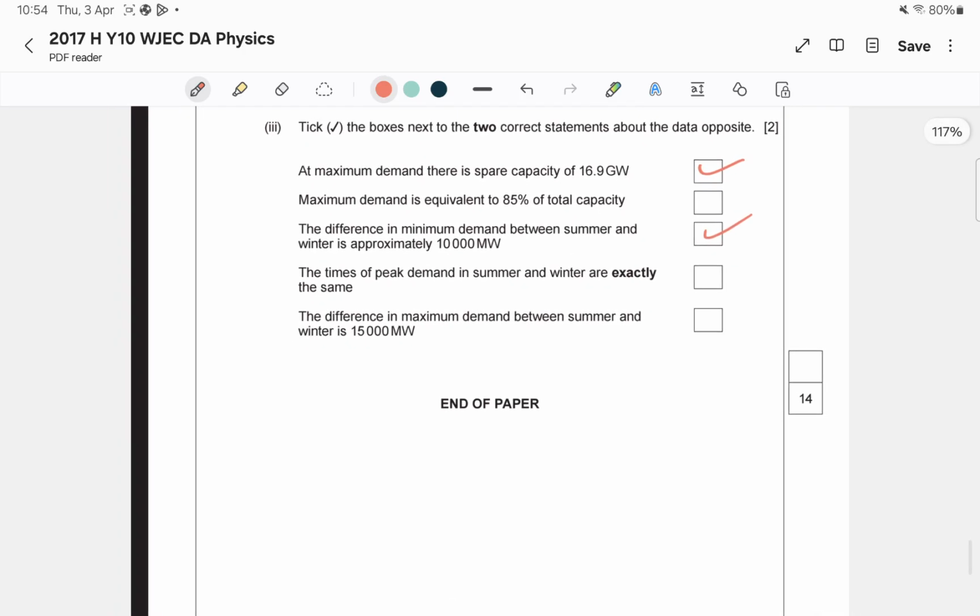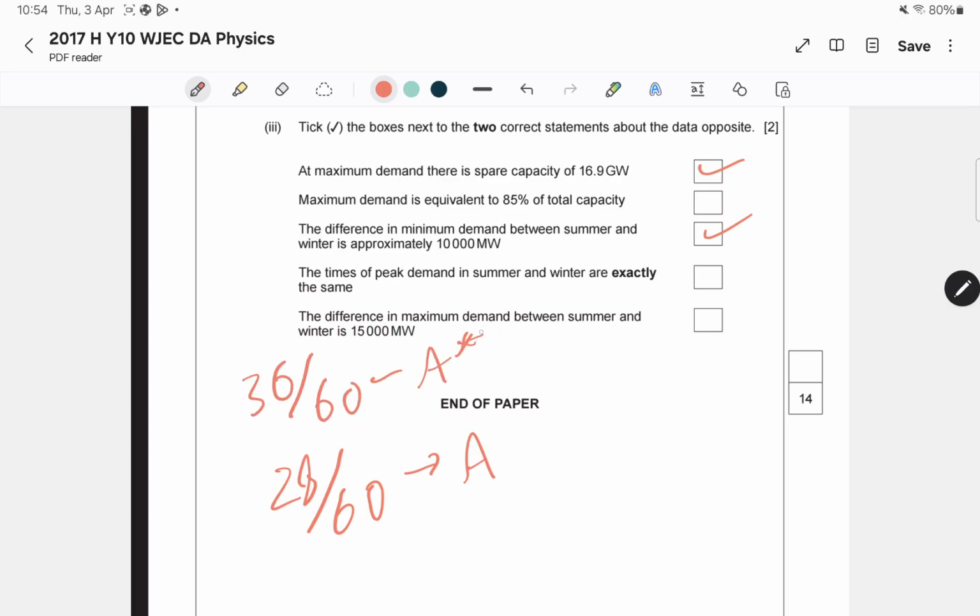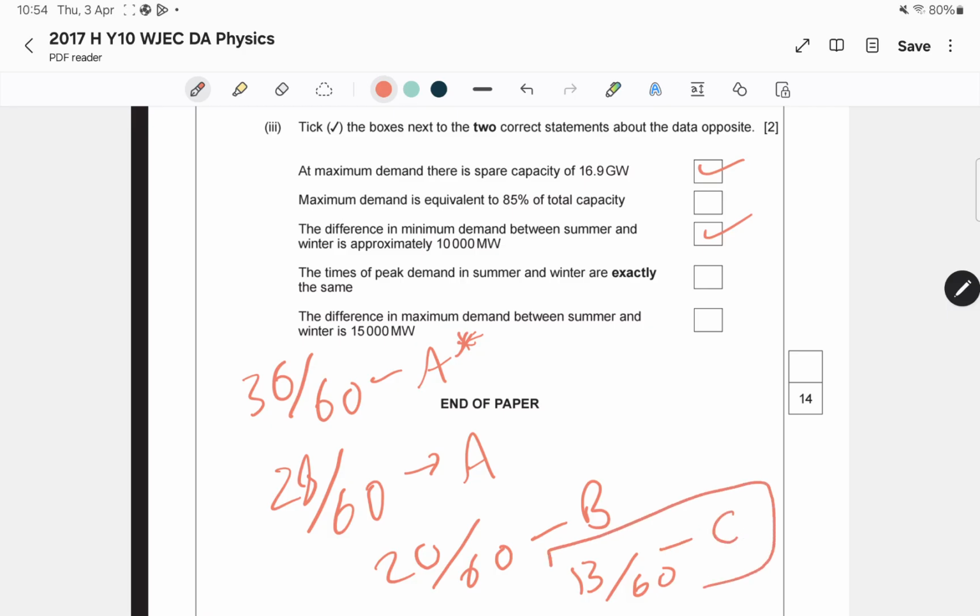Right, that was tricky. Just to remind you, 28 out of 60 on this paper was an A grade. You needed 36 out of 60 for an A star. 20 out of 60 got you a B, and only 13 out of 60 was enough for a C. That last question was really hard. Don't beat yourself up too much about it.